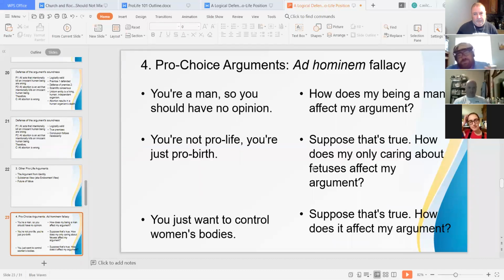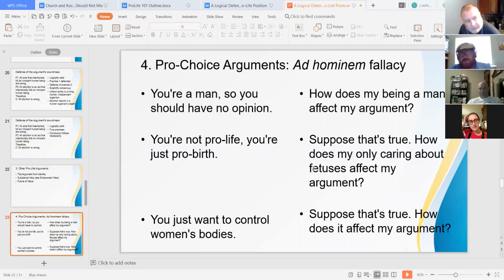So this first type of argument that I want to draw your attention to is the ad hominem fallacy. I mentioned this briefly before, but now I'm going to get into some specific ways that pro-choice people use the ad hominem fallacy against pro-life people. Now, ad hominem is Latin for "to the man." And so the idea behind the ad hominem fallacy is that people are not attacking your argument, they're attacking the arguer. They're attacking the character of the person making the argument rather than attacking the argument itself.